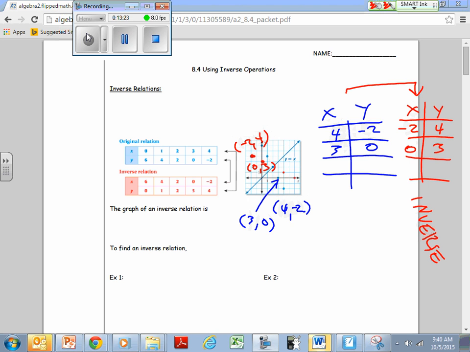Boom. Step 1, get blue box. Step 2, get inverse, that's red box. Step 3, please graph inverse, that means put red dots. Okay?